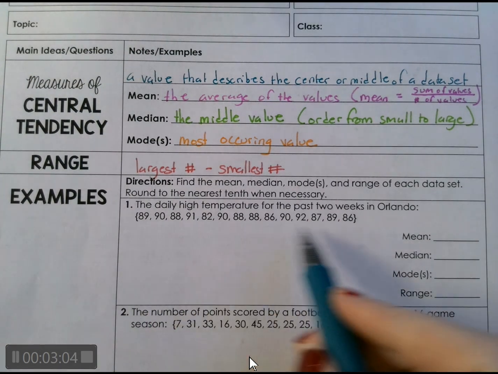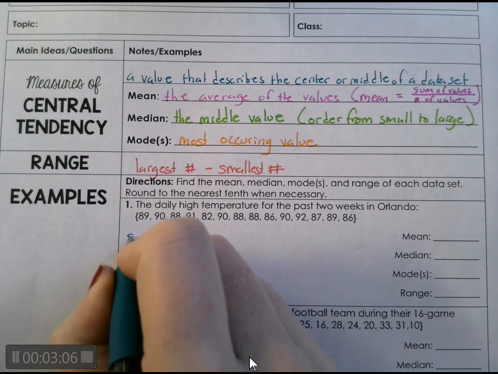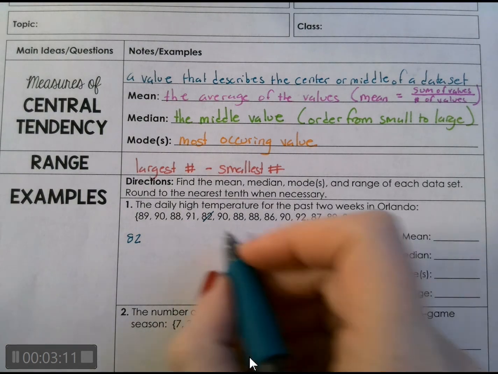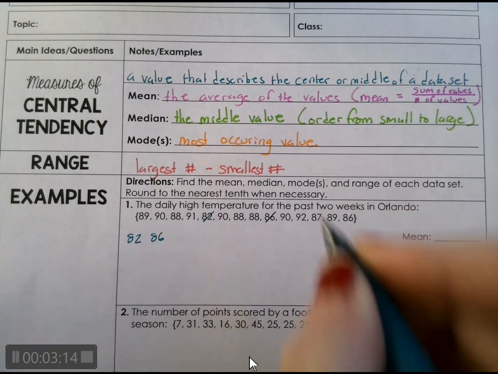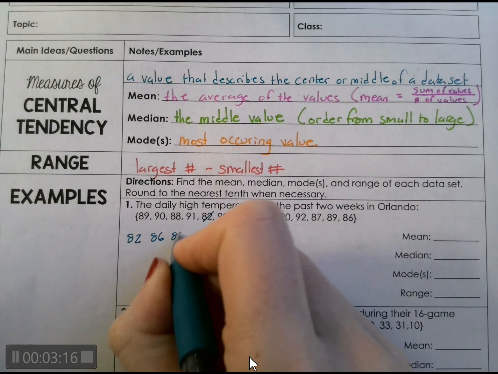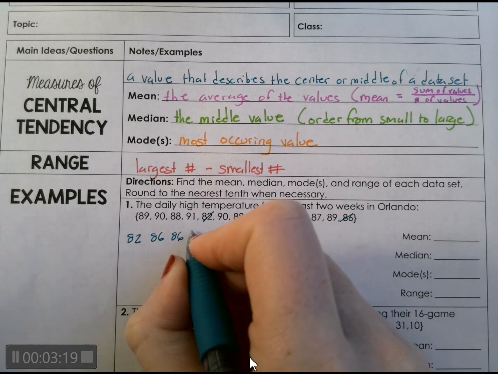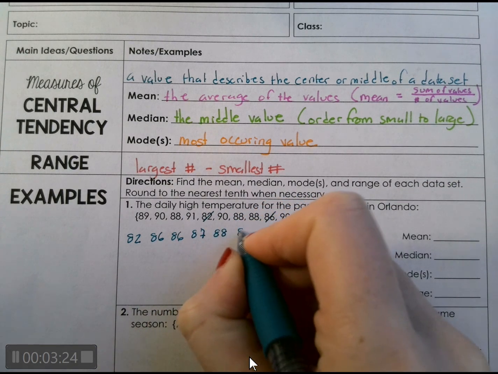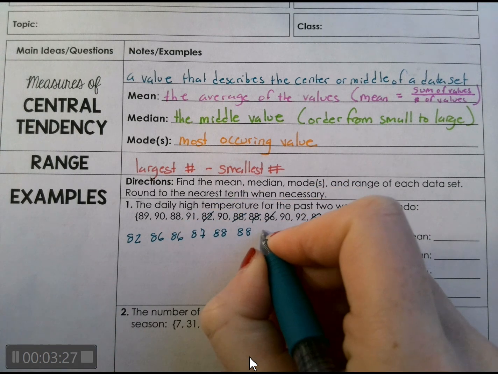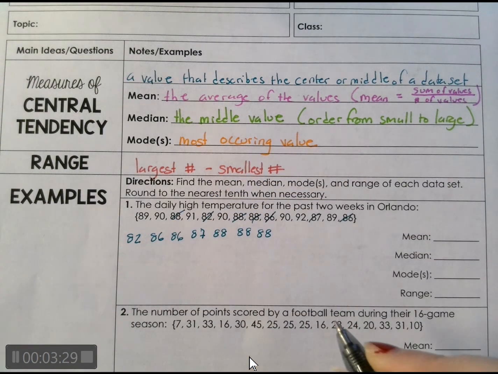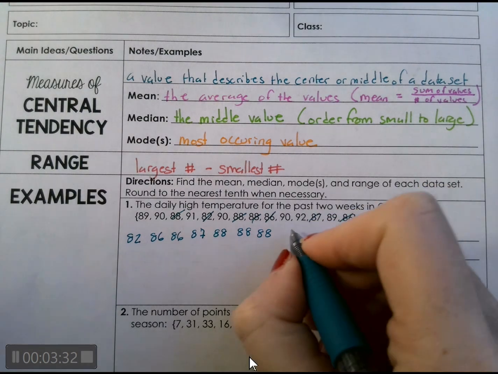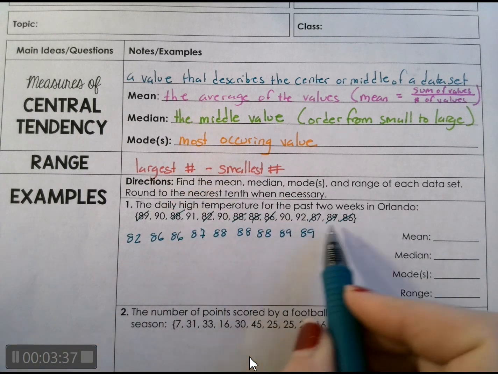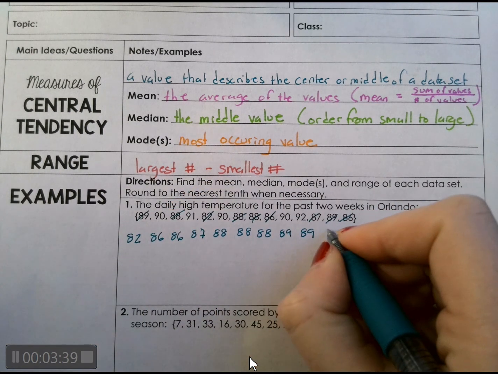Alright, so our smallest number is 82, and I always find it's easiest to cross it out once you're done. And then 86. And there's another 86, 87, and then there are two 88s right here, and there's another one. Okay, so there's three 88s. I see two 89s. Let's see if there's another one. Okay, 1, 2, 3 90s.